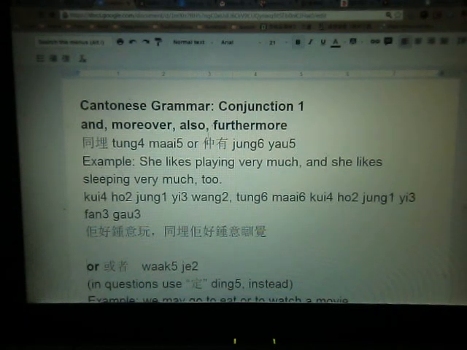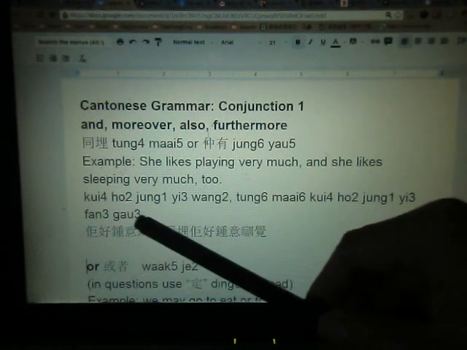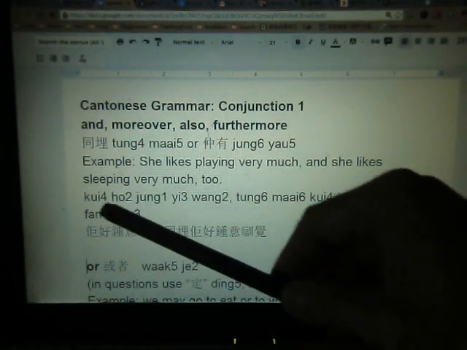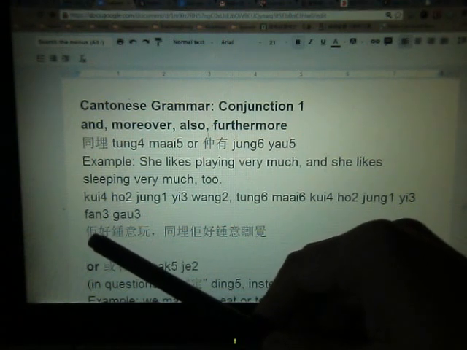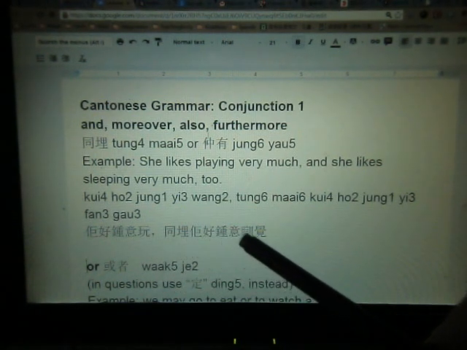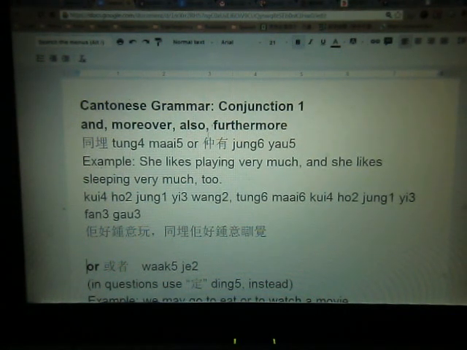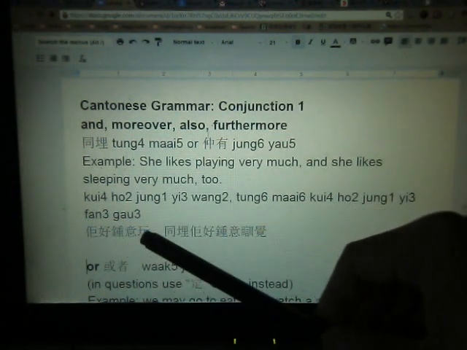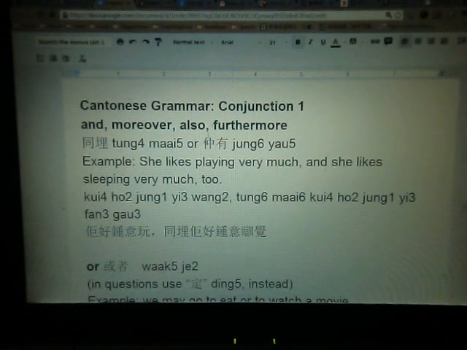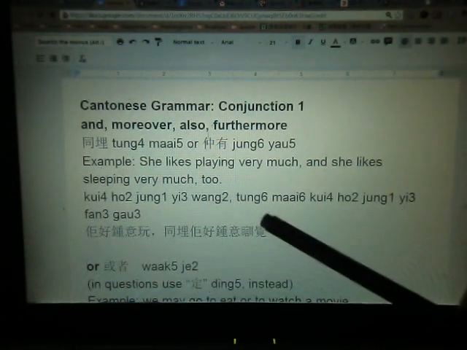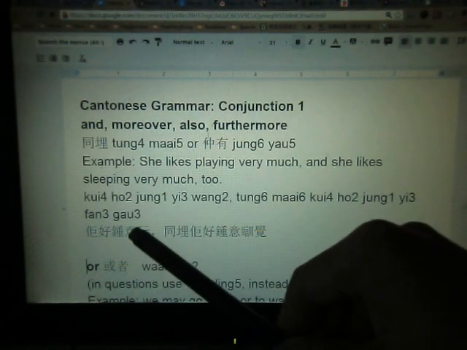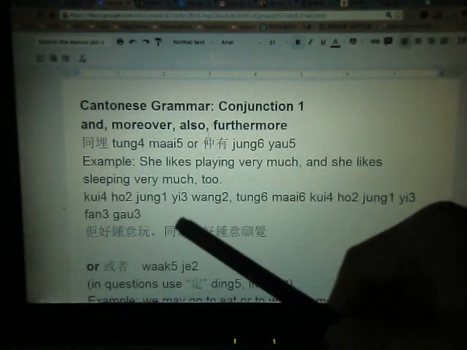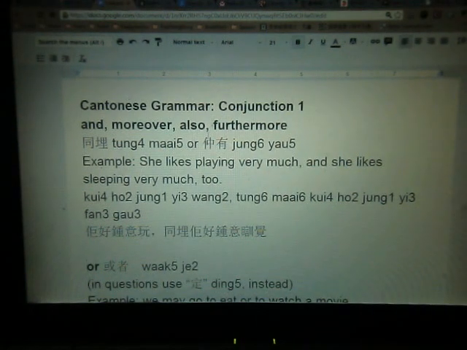But normally we'll try to abbreviate. So how do you abbreviate? In this case, 佢好鍾意玩, she likes playing very much. You abbreviate by omitting 佢. For example, 佢好鍾意玩同埋好鍾意瞓覺. Well, that's not really too much abbreviation. So another version should be 佢好鍾意玩同埋瞓覺, so she likes play and sleep very much. And an even shorter version will be 佢好鍾意玩同瞓覺, so even skip the word 埋.